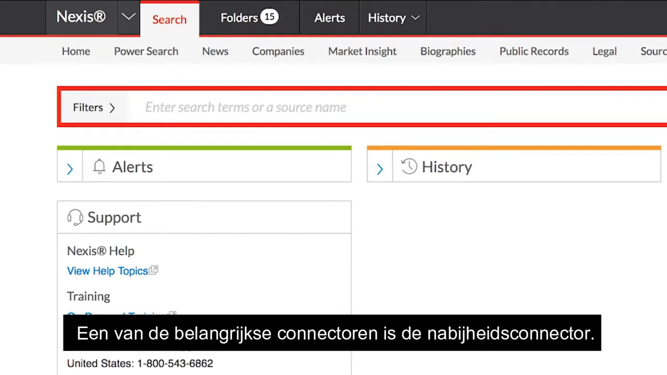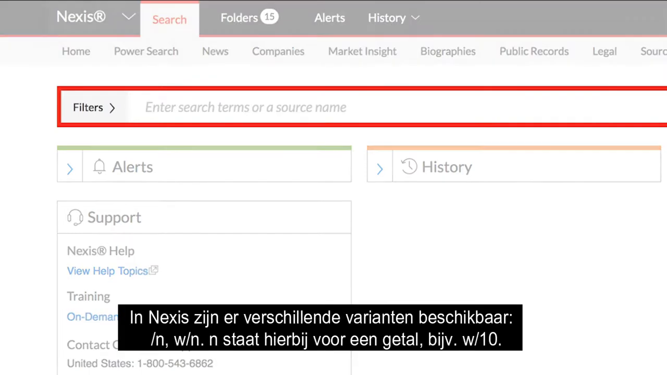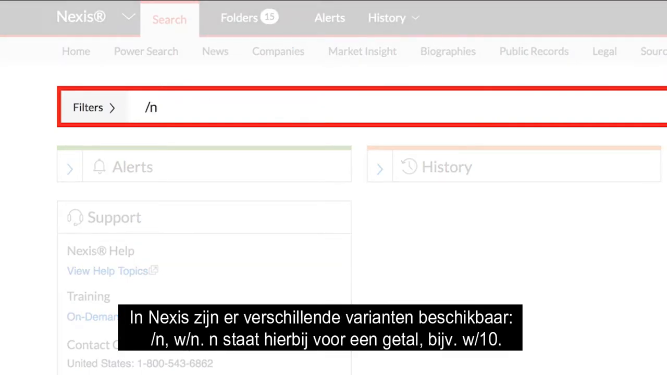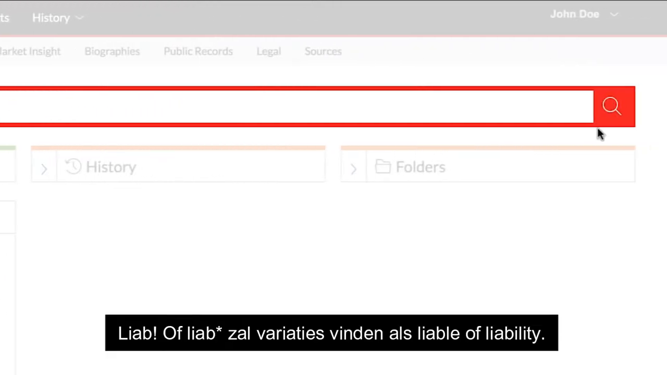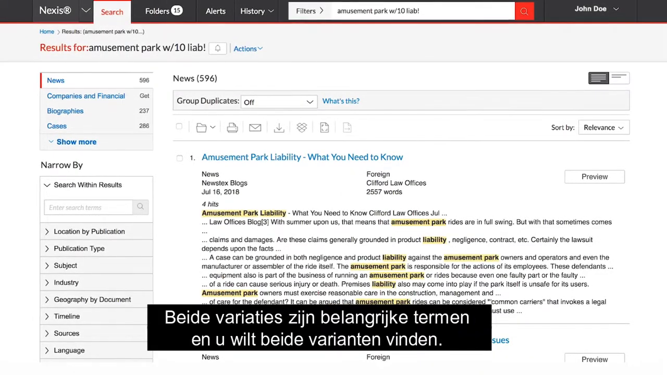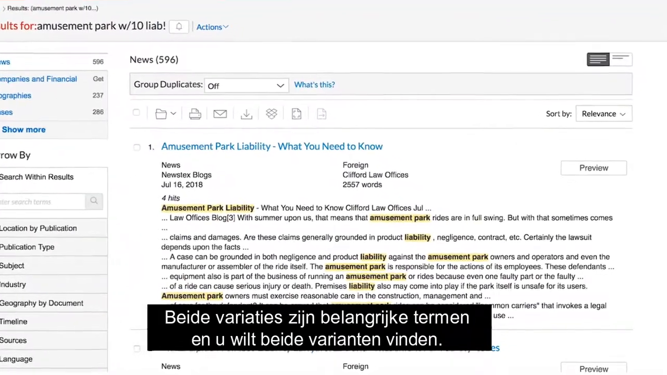The most basic building block for terms and connectors is the within connector. This can be expressed a couple of different ways, either /n or w/n, where the n equals a number, such as w/10. The terms entered mean the following. The phrase amusement park must be within 10 words of some form of the word liability. This will find liable or liability. Both would be important terms, and you would accept one or the other.